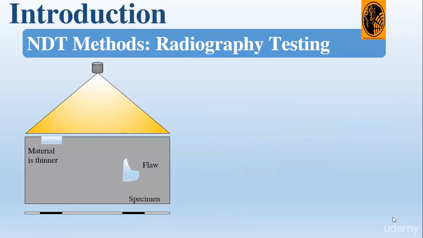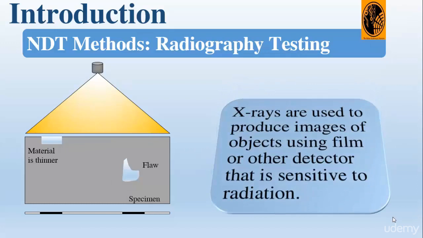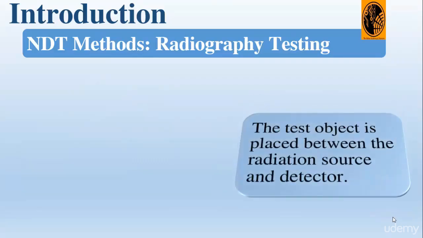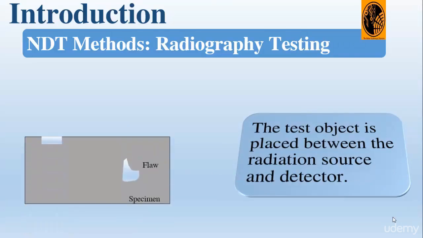Now let's see another technique, which is radiography testing. First, X-rays are used to produce an image of the object using film or another detector that is sensitive to radiation. So as you can see here, the source of radiation generates the X-rays which are used to produce the image. The test object is placed between the radiation source and the detector or the film. Here is the test object, which is placed between the radiation source and the detector.